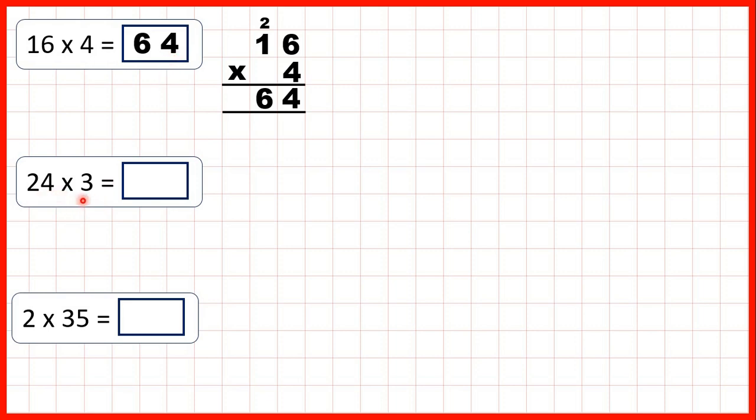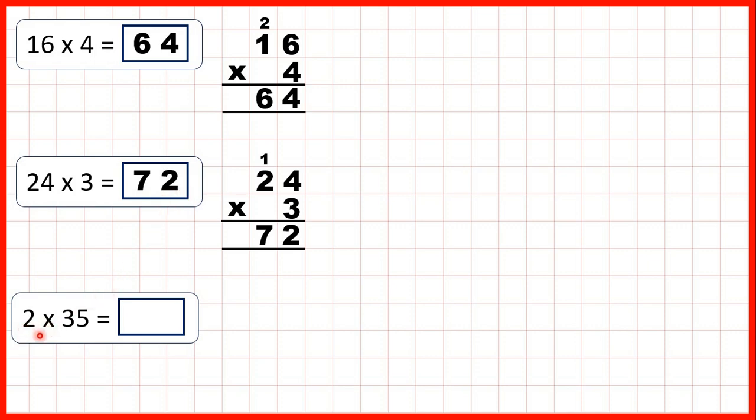Now 24 times 3. We set the question out in the same way and again start by multiplying our ones digit. 4 times 3 is 12, but that's a two-digit number, so we write 12 as 1, 2, again with the first digit above the next place value column along. Now onto our tens. 2 times 3 is 6, plus 1 is 7, so our answer is 72.